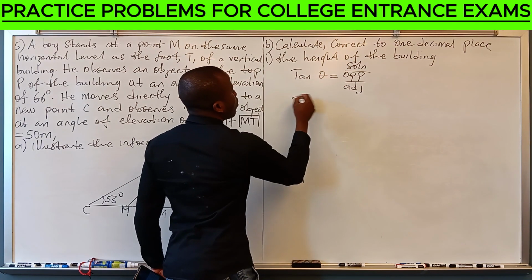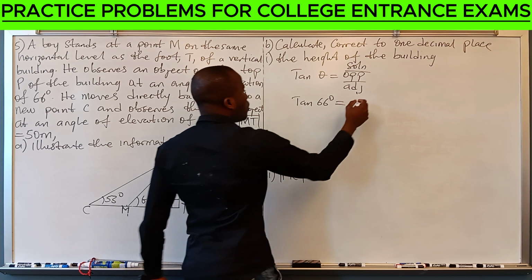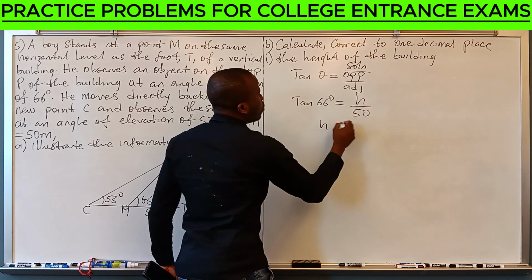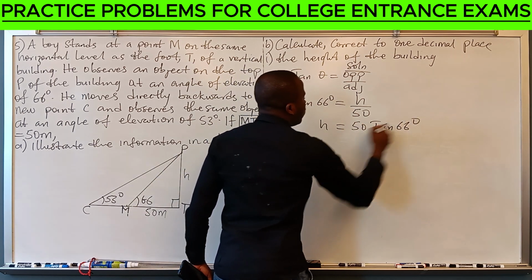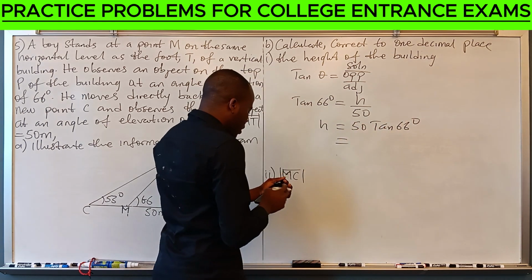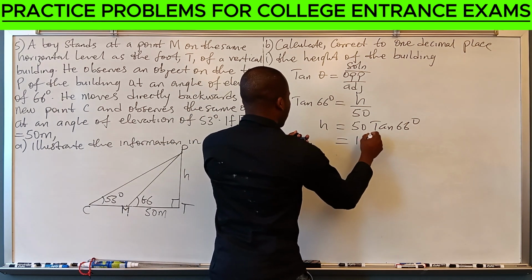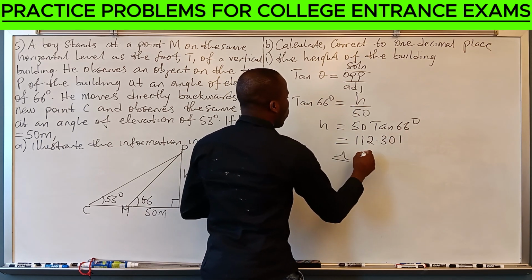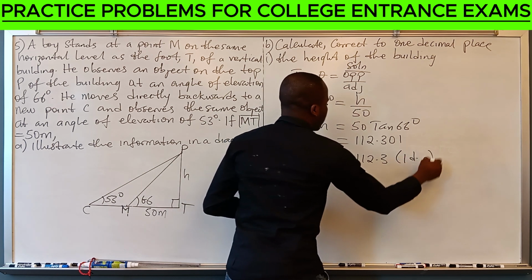And so, tan 60 degrees, our opposite is h, our adjacent is 50. So that h will be 50 tan 60 degrees. 50 times tan 60 degrees is 112.301, approximately 112.3 to one decimal place.